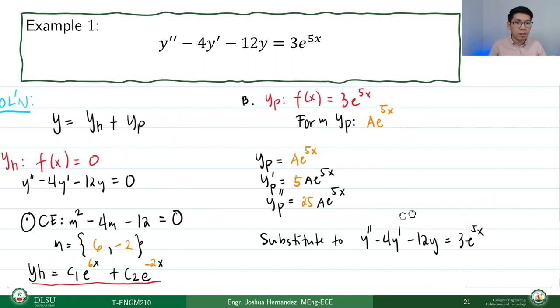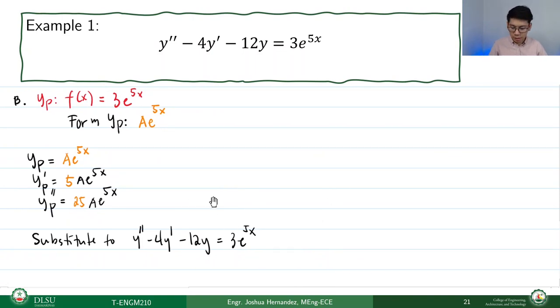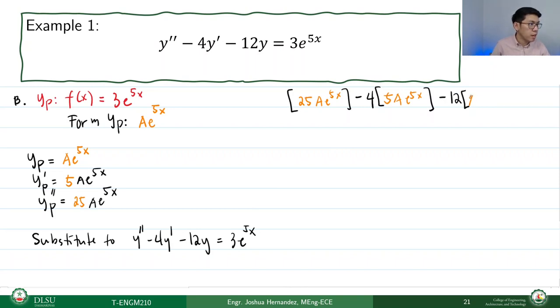Okay? Let's go ahead and do that. So this will become, we have here y double prime, so this should be 25a e raised to 5x. And then minus 4 y prime, which is 5a e raised to 5x. And then we have negative 12 y, which is a e raised to 5x. Equals, what is our f of x? Yes, this one. 3 e raised to 5x.